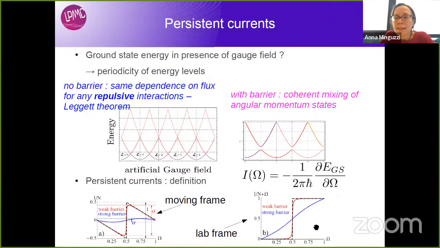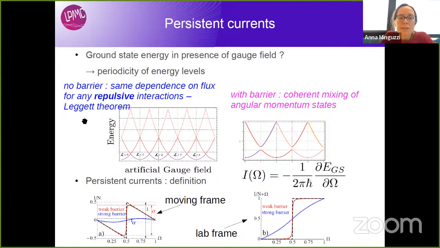So in this case, when we have rotating particles on a ring, it is important to introduce the concept of persistent current. This in particular allows us to answer the question: what is the ground state energy in the presence of this gauge field? And in fact, that was studied in the past in the condensed matter community.